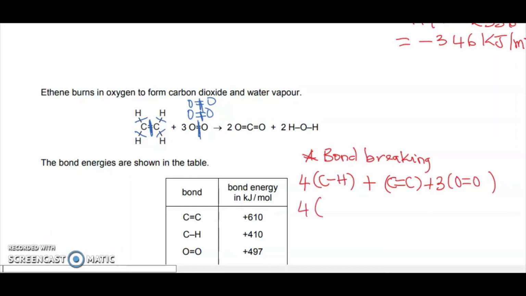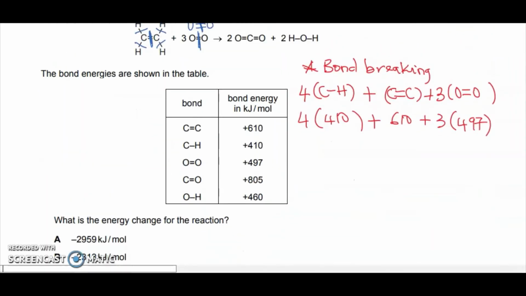So we have 4 times 410. Of course, we are getting the values from the table we've been given. Plus for the carbon-carbon double bond is 610, plus 3 multiplied by 497. So if we perform that math, what do we have? We're going to have 3,741 kilojoule per mole. So that is it for bond breaking. Let's now move over to bond making.